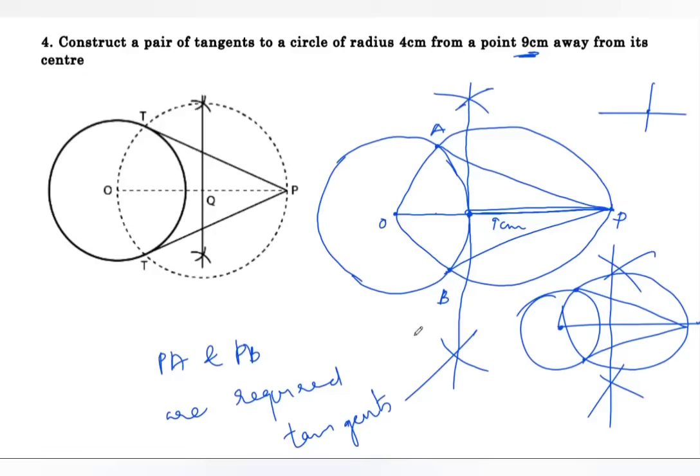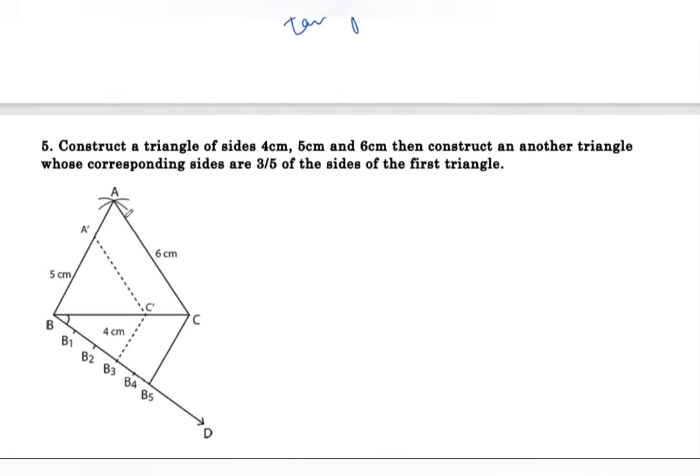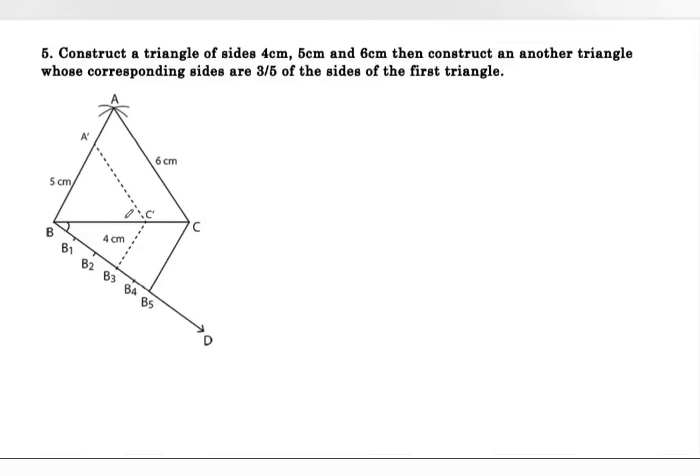What I have got is a very rough figure, but you should do it neatly as in this figure. Moving to 5th question.